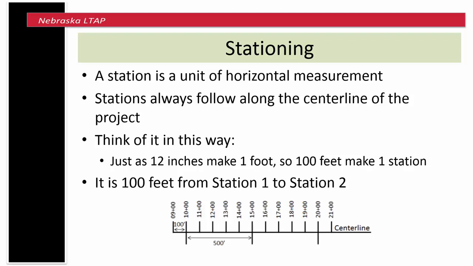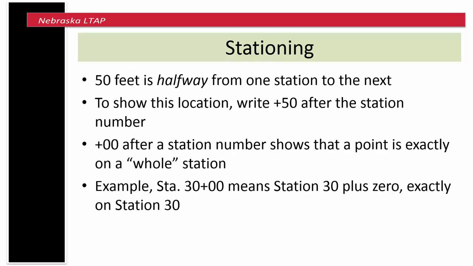From station 1 to station 2, it is 100 feet. 50 feet is halfway from one station to the next. To show this location, write plus 50 after the station number. Plus 00 after a station number shows that a point is exactly on a whole station. The example shows station 30 being written as station 30 plus 00.